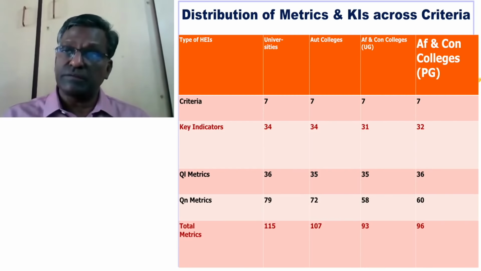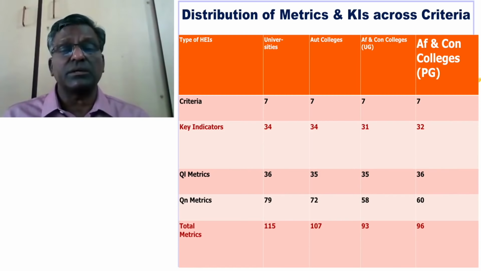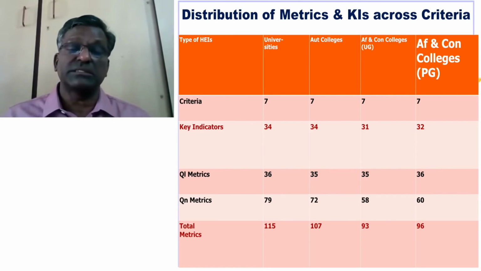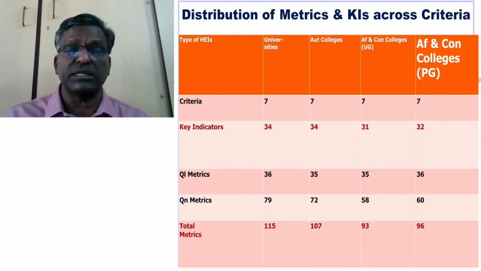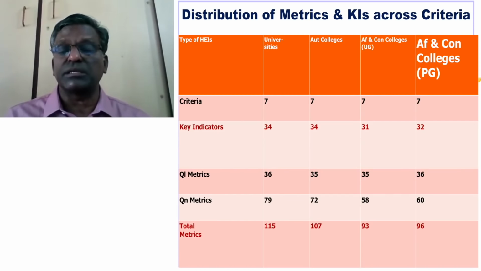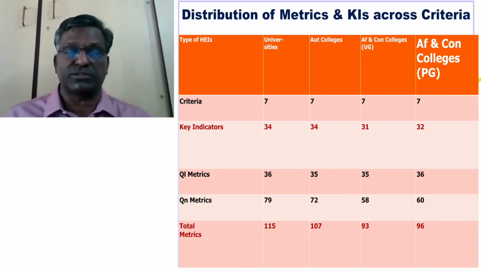Now, within the first criterion, or within the second criterion, or within the 6th criterion, or within the 7th criterion, there are key indicators. This is like you take a book and you divide the book into different chapters. So the chapters would be analogous to criteria, and within the chapter, you have the subtitles, the subheadings, they would be the key indicators. So we have the 7 criteria and we have the key indicators. And look at the number of key indicators. In the case of universities and autonomous colleges, it is 34 each. Whereas in the case of affiliated and constituent colleges, which offer both UG and PG programs, we have 32 key indicators, whereas in the case of affiliated and constituent colleges, which offer only UG programs, we have only 31 key indicators. Okay, so I said there are 3 key issues. Number 1, criteria, 7 criteria, then key indicators, 34, 34, 32, and 31.